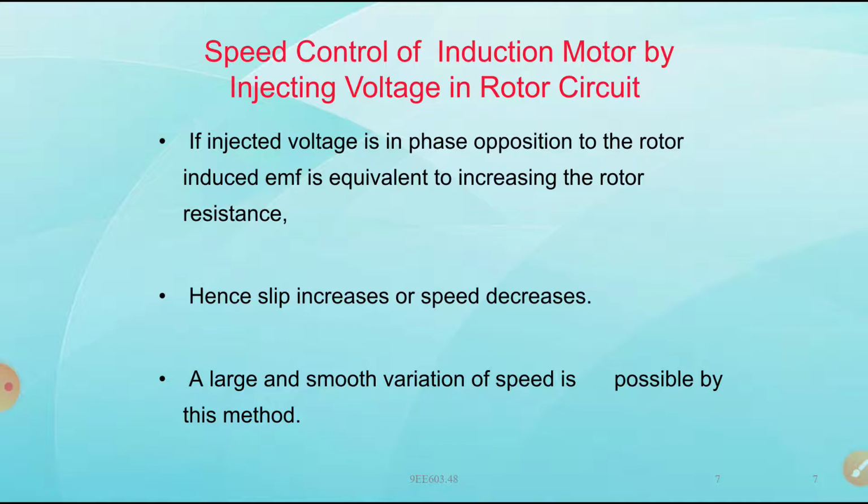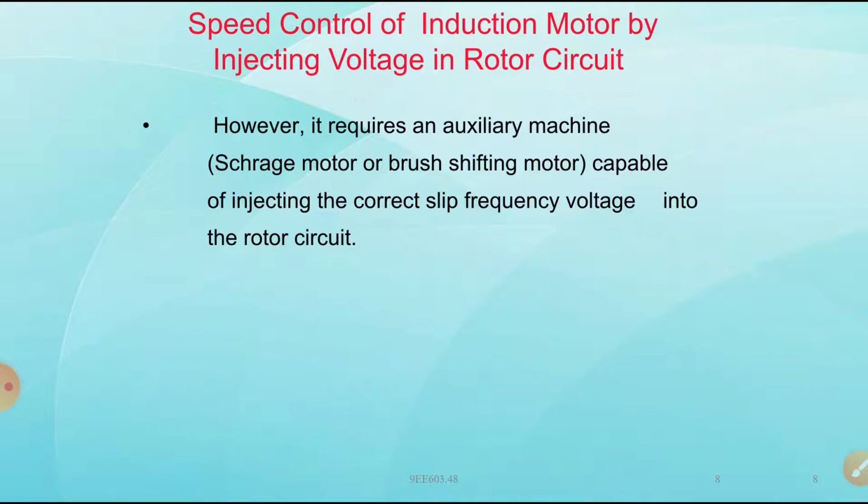So, simply by injecting the voltage, with its magnitude and phase angle relative to the existing rotor voltage, we can change the speed over a large range with smooth operation. However, it requires an auxiliary machine, such as a Scherbius motor or a brush shifting motor. It is a large, complicated, costly motor. It is capable of injecting the correct slip frequency voltage, in phase with or out of phase with the rotor voltage, into the rotor circuit.